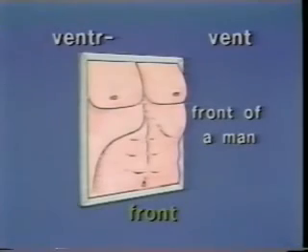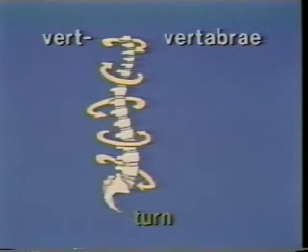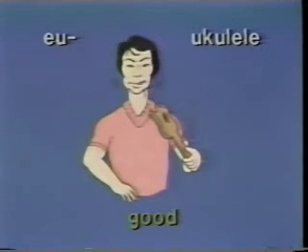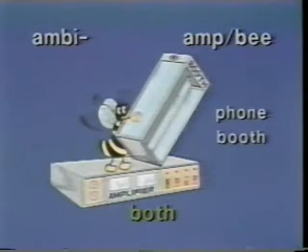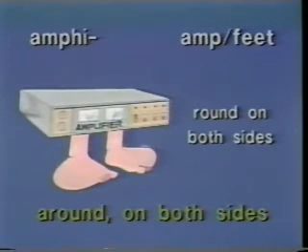Let's review these 5 elements. Venter, vent, front of a man, front. Vert, vertebrae, turn. U, ukulele, good. Ambi, amp B, phone booth, both. Amphi, amp feet, round on both sides, around on both sides.